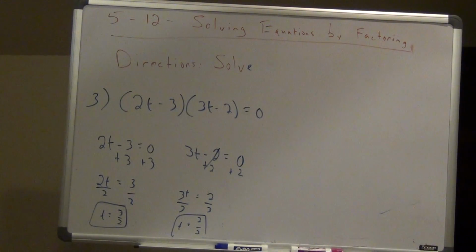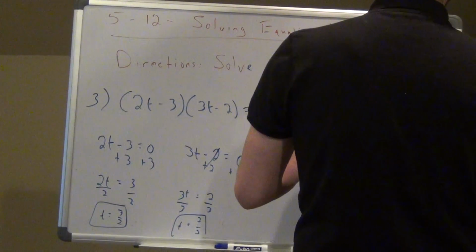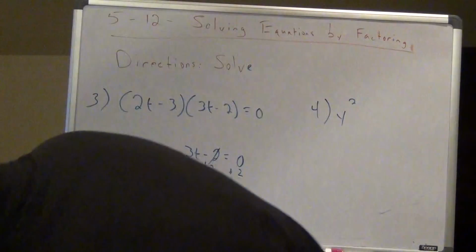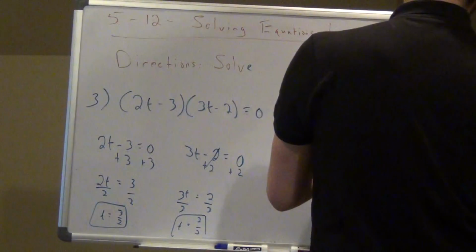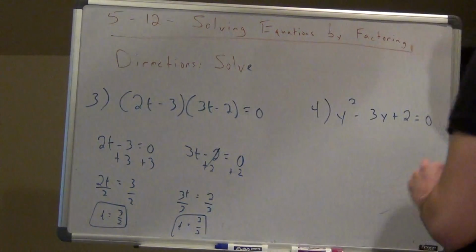All right. So let's jump right on to number 4. So that's really it. So if it's already factored out, pretty easy. All right, so now you see something with y squared. Okay, we're going to actually do something here. So number 4, you have y squared minus 3y plus 2 is equal to 0.